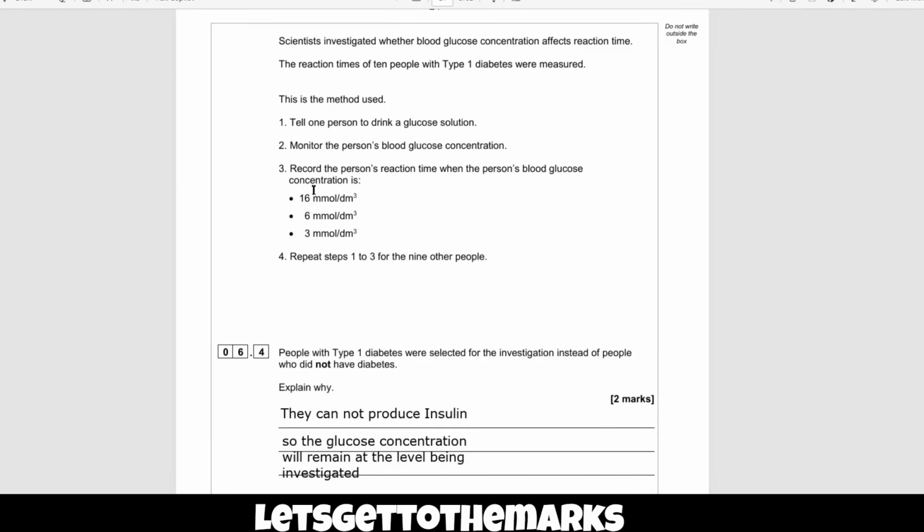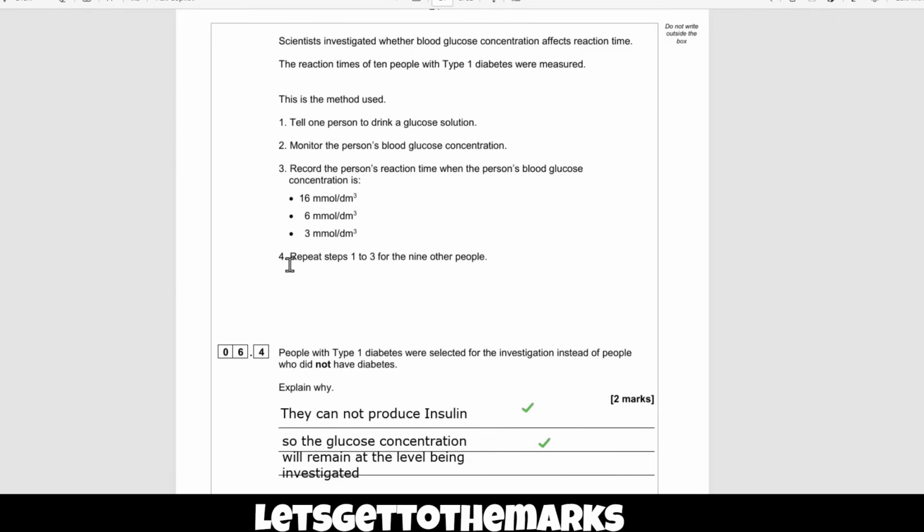A normal person will have insulin. A normal healthy person with a healthy pancreas will have insulin that removes this sugar and puts it into the liver and the muscles. So the blood glucose concentration will not stay at that level for very long, a few minutes at most. Whereas somebody with type 1 diabetes, their blood sugar concentration is going to stay at that level. Whether it's ethical to be giving diabetic people sugar drinks is another matter.